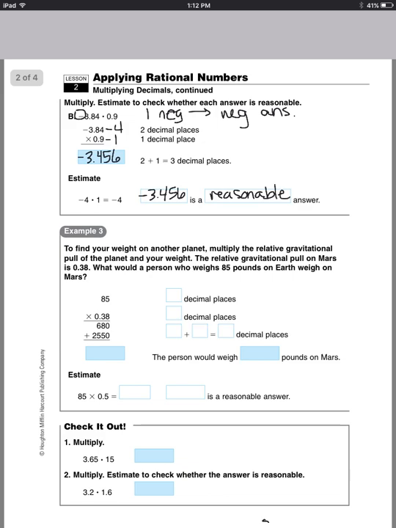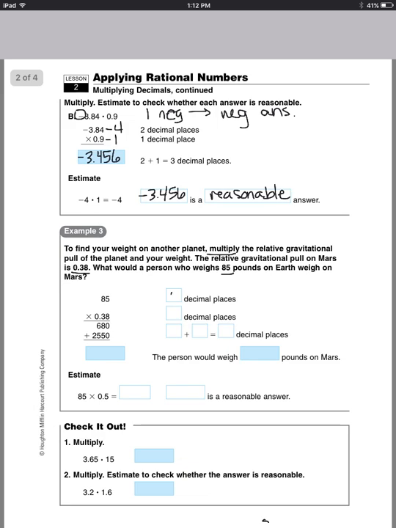To find your weight on another planet, multiply the relative gravitational pull of the planet and your weight. The relative gravitational pull on Mars is 0.38. What would a person who weighs 85 pounds on Earth weigh on Mars? Now it tells you right there how to find your weight. And you're finding your weight on Mars. So it says multiply. So you're going to take 85 times 0.38, which they've already done for you below.